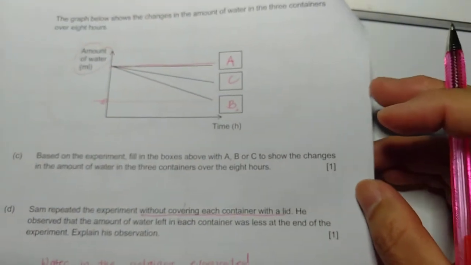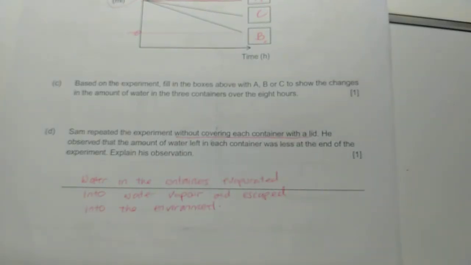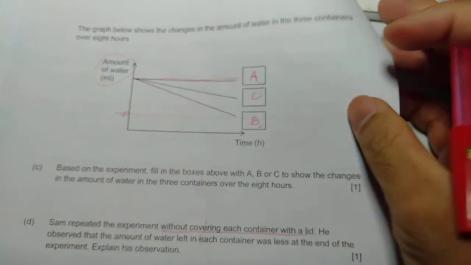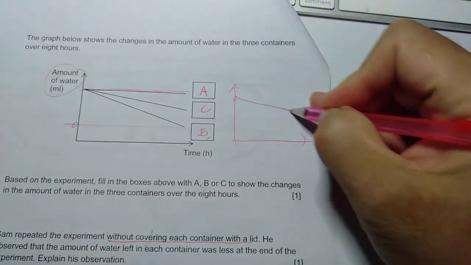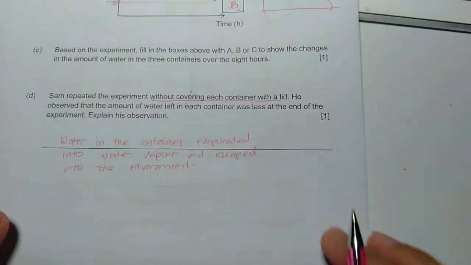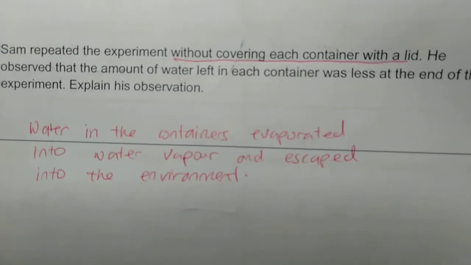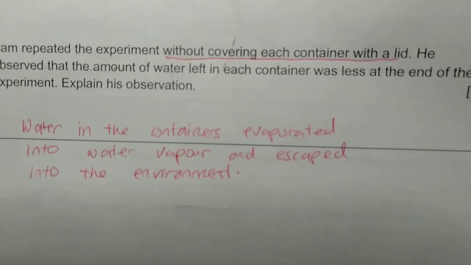Now question D, repeated the experiment without covering the container. Remember, the lid is to prevent the water from evaporating out of the container. So what happens, he realized that when he did it without the lid, all the containers here lost water. It means when he did it again, even for container A, with no plant, there was still a decrease. Everyone had decreased, but even this one showed decrease. So what's the answer? Well, water in the containers evaporated into water vapor and escaped into the environment.